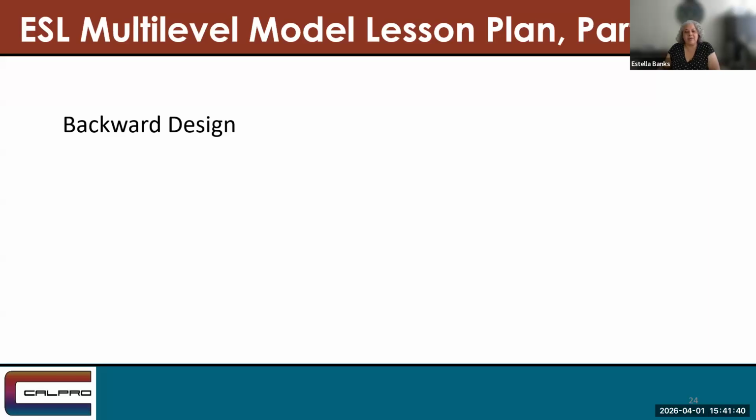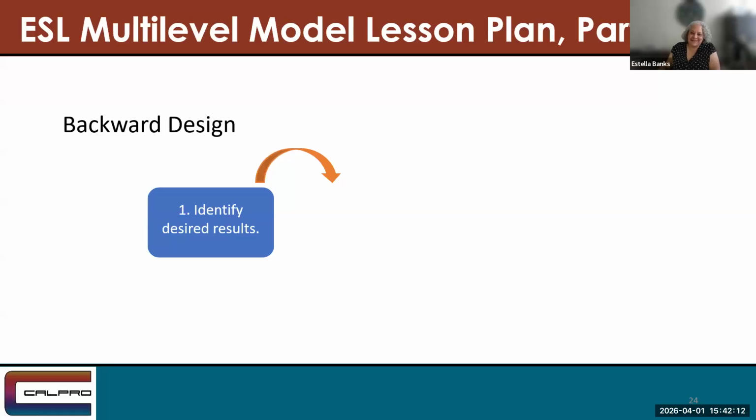So think about backward design. When you're thinking about lesson planning, what would be the first bit of information that you would collect in order to create a lesson plan? Okay, develop learning goals and objectives. Okay, an objective. Yes, exactly.